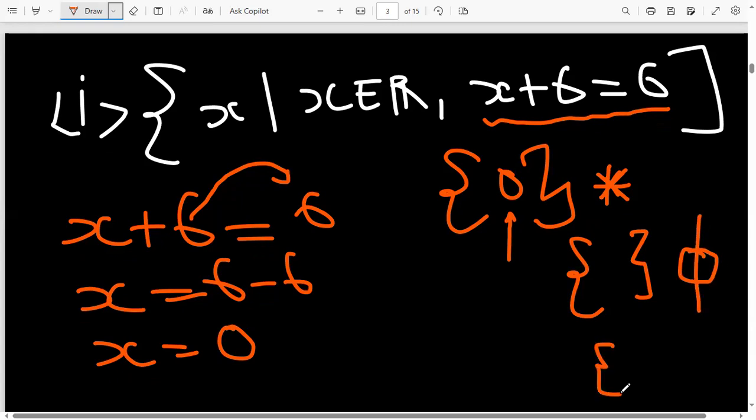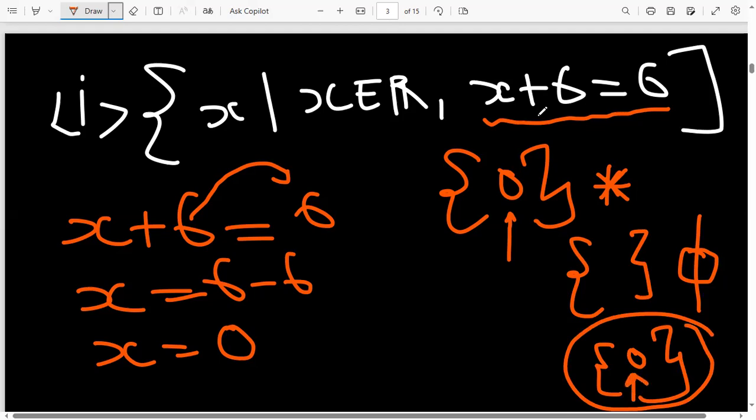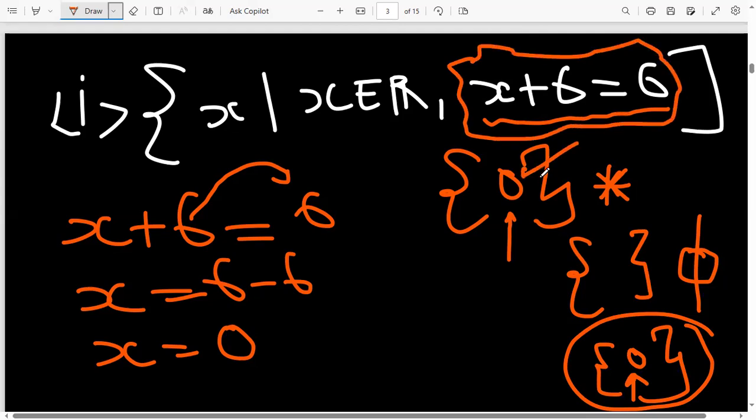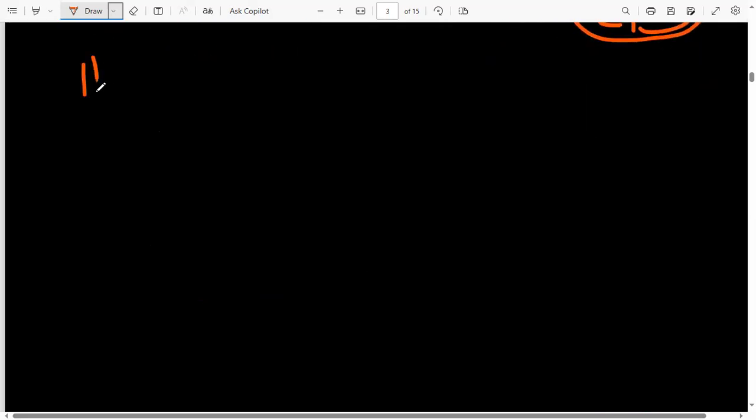This is an empty set. But if you write this and then you put 0 there, this does not mean an empty set. This one contains the element 0, so it's not an empty set. So the first one is not an empty set. Why? Because when we solve the set builder notation here, it gives us the answer 0.